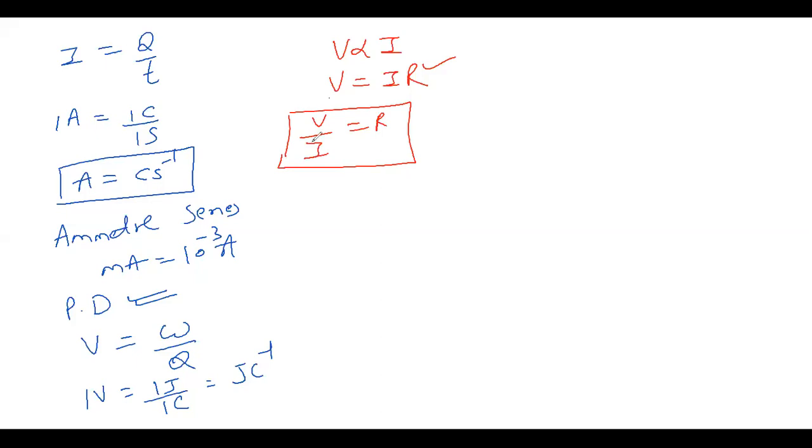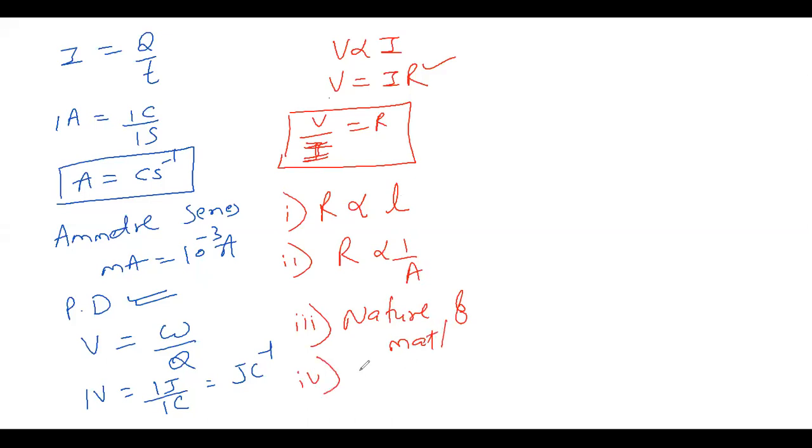Ridiculous. V upon I becomes R. And then we saw some factors which affect the resistance. What was the resistance, children? Directly proportional to the length. I'm asking you, why are you all sitting quietly at your homes, sleeping nicely, donkeys, all of you? This was the first factor. What was the second factor? Inversely proportional to area. What was the third factor on which resistance is dependent? Material. And fourth factor, temperature.